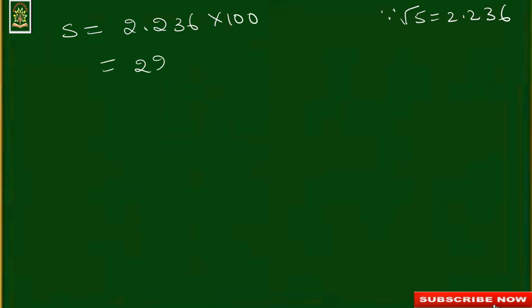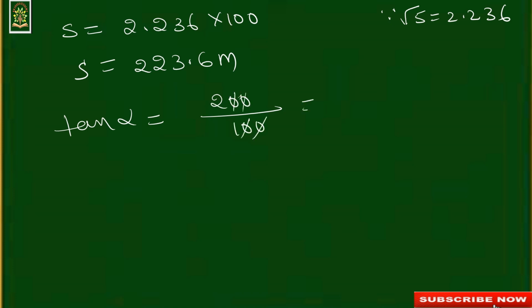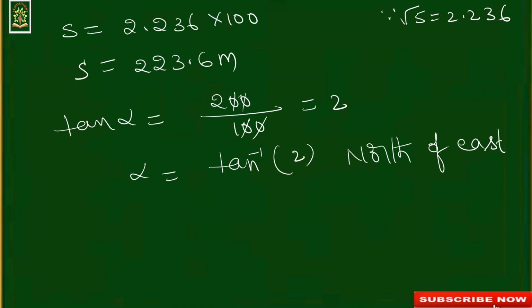Next, S is equal to root 5 value, since root 5 is equal to 2.236, into 100. So that is equal to 223.6 meters. This is S. Now we calculate tan alpha is equal to 200 by 100. Zeros cancel, giving 2. Alpha is equal to tan inverse of 2. This is north of east. This is the final answer.